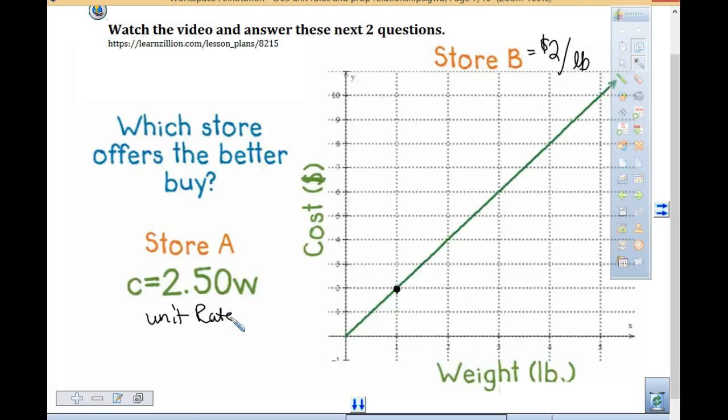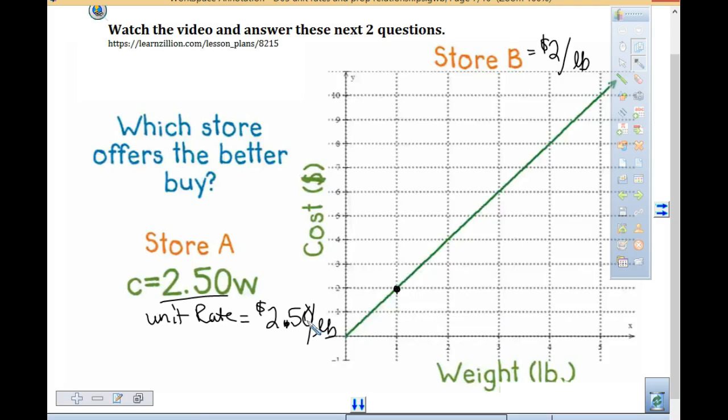Where did we say our unit rate is always going to be? Times the what? Times the variable. So our unit rate here is how much? $2.50 per pound, right? Now, if you're shopping, do you want to spend more money or less money for the same product? Generally less. So when you look at these, in this case, we want the lesser one.